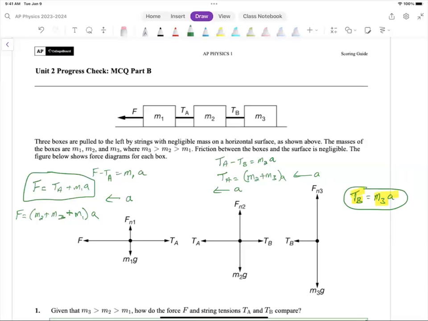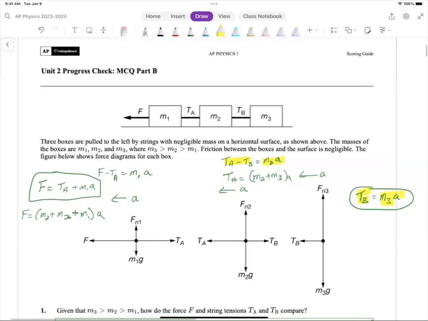Then I summed the forces around M2 and I got TA positive minus TB negative is equal to M2A. Solved for TA and plugged in what I found earlier for TB and found that TA is the magnitude of M2 plus M3 times acceleration A. Then I did the same for the first block, and I found the force F, because I got to be able to understand how F is.